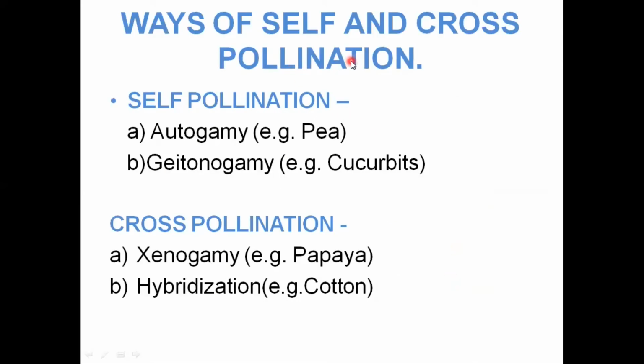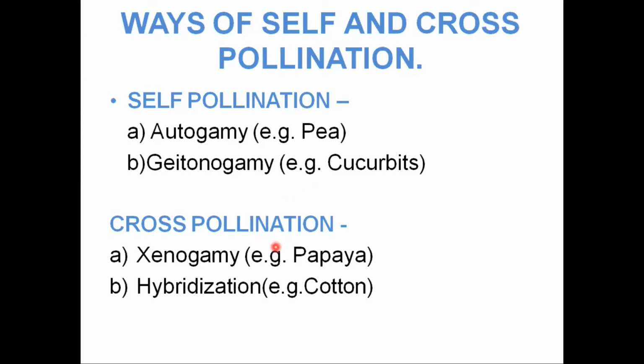Now, ways of self and cross-pollination transfer. That is autogamy, means in autogamy, there is a transfer of pollen grains from the anther to the stigma of the same flower. It occurs in bisexual flowers, for example, pea. And in geitonogamy, there is a transfer of pollen grains from anther to the stigma of another flower produced on the same plant, example, cucurbits.